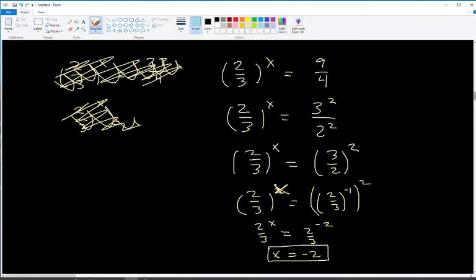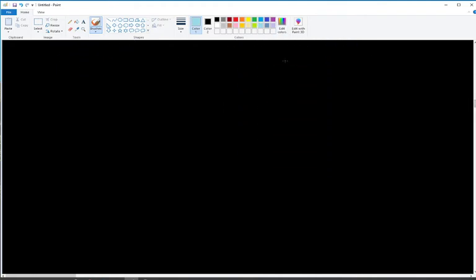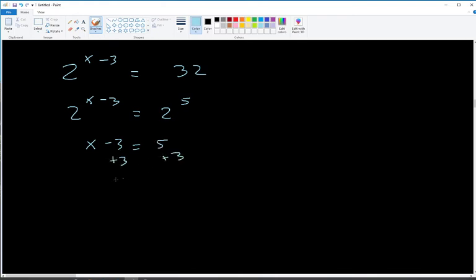Okay, next type. We want to do 2 to the x minus 3 equals 32. So we need to be able to write 32 in terms of 2. 32 is 2 to the 5th. So same base, but different powers. Now you can set the powers equal to each other, and solve for x from there. So we add the 3 across, 5 plus 3 is 8, and we get our solution.